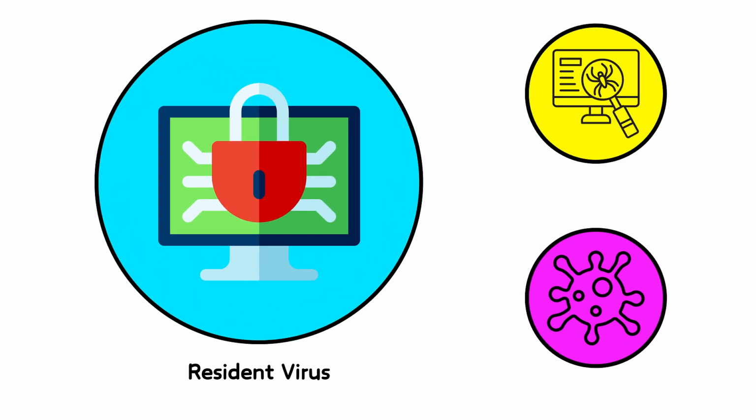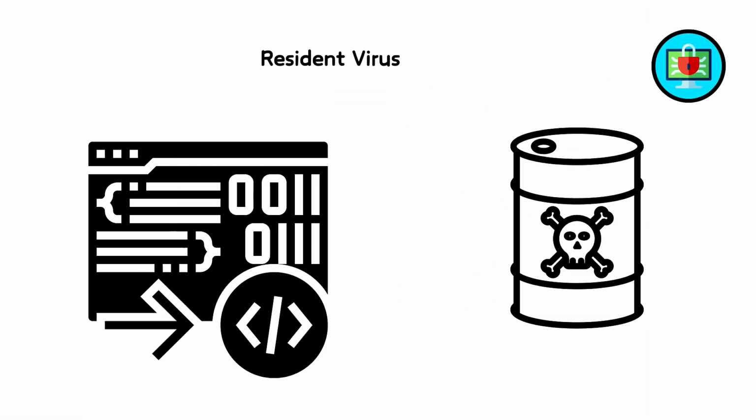Resident Virus. Resident viruses embed themselves in the memory of your computer, a strategic position that allows them to operate quietly and efficiently. By residing in the memory, these viruses can intercept and manipulate actions performed by the system, such as opening, closing, saving, or copying files.